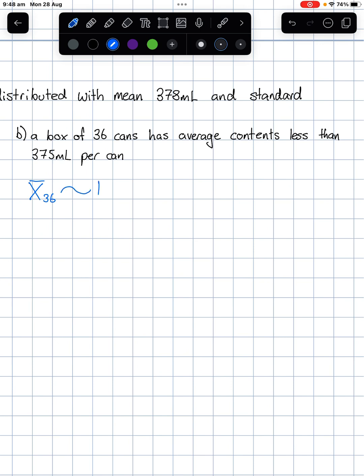So this is going to be a normal distribution itself. And now we've got to set up our values here. So the mean will be the same as our other distribution. So 378 mil would be that. And now we've got our standard deviation. And this is going to be variance, squared. So I might just put our standard deviation here as well, just so we've got it stipulated.